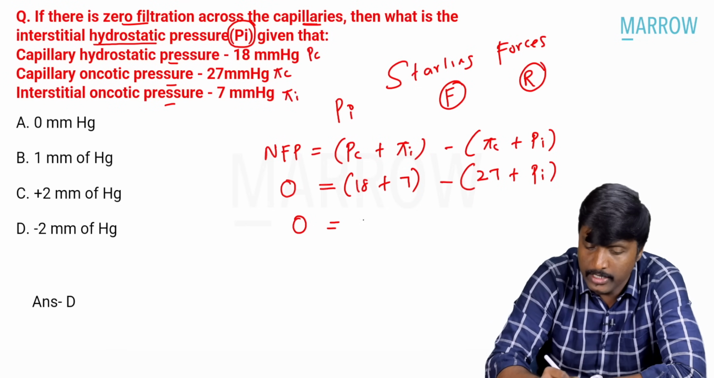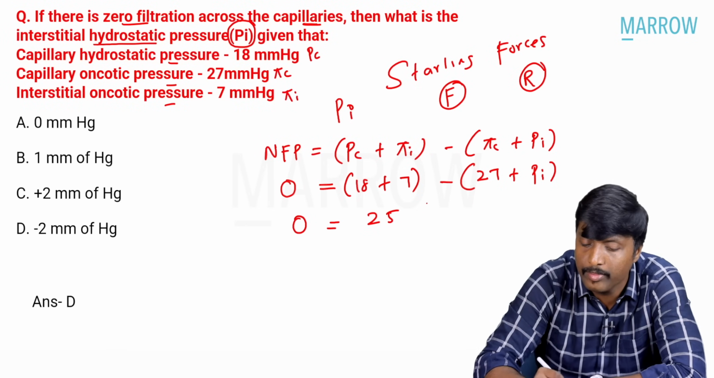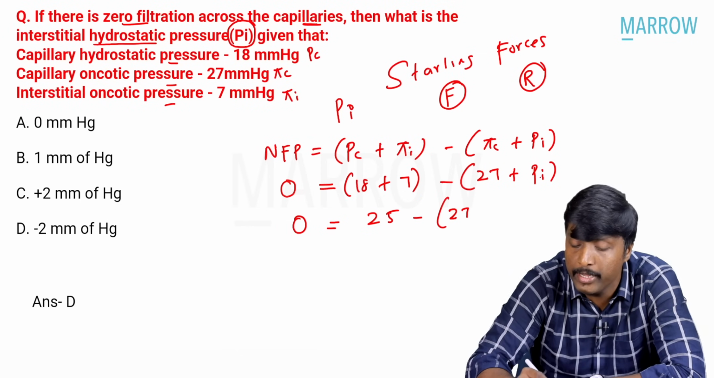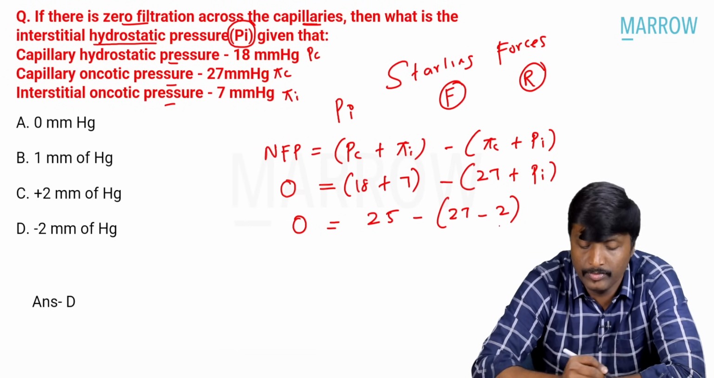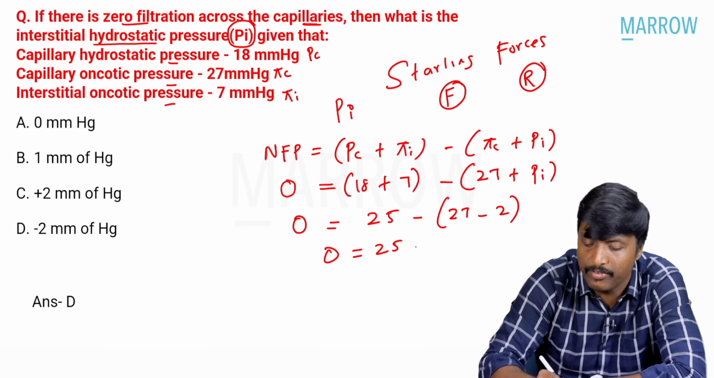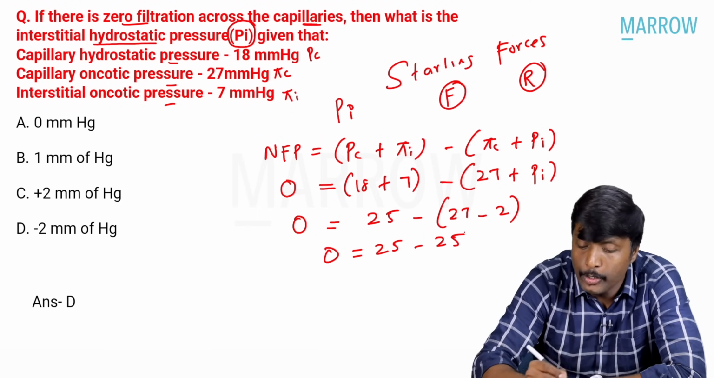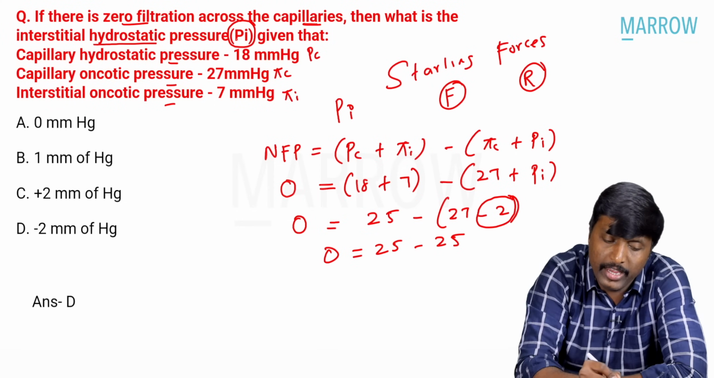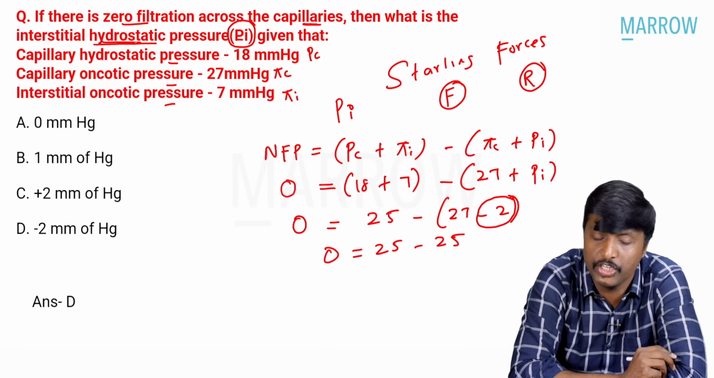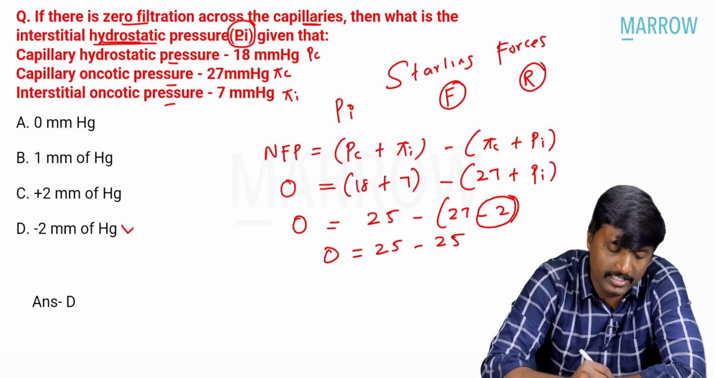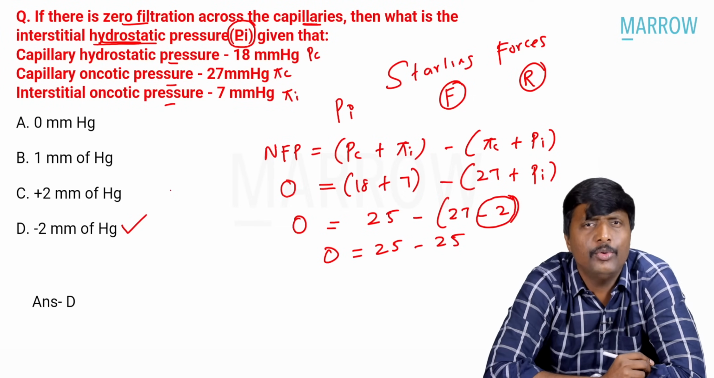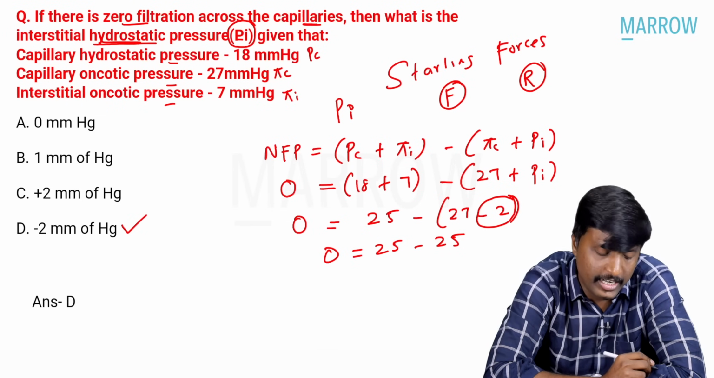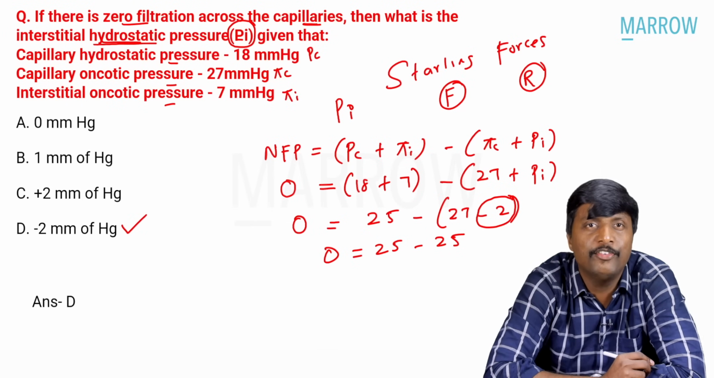So 0 equals 25 minus 27 plus Pi. So what should be Pi? It should be -2. So 0 equals 25 minus 25. So the Pi here is -2. What is this Pi? Interstitial hydrostatic pressure. That is why we are choosing the answer as -2. I think you answered this question correctly. The answer is interstitial fluid hydrostatic pressure Pi, -2 millimeters of mercury.